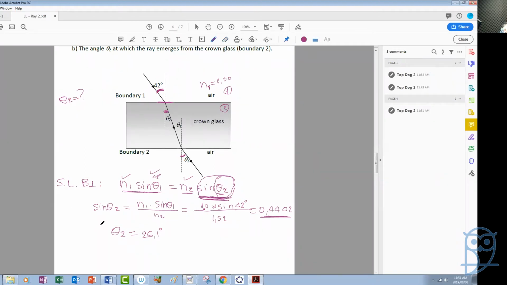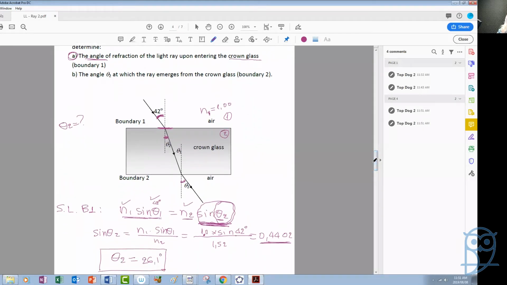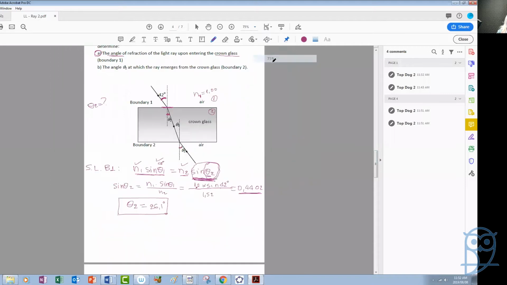All right. Now we found this. This is, in other words, our answer to the first question. Find the angle of refraction of the light upon entering the crown glass, boundary 1. So let's make this a bit smaller so that we have more space. Okay. Now, so this is the answer to question number A.